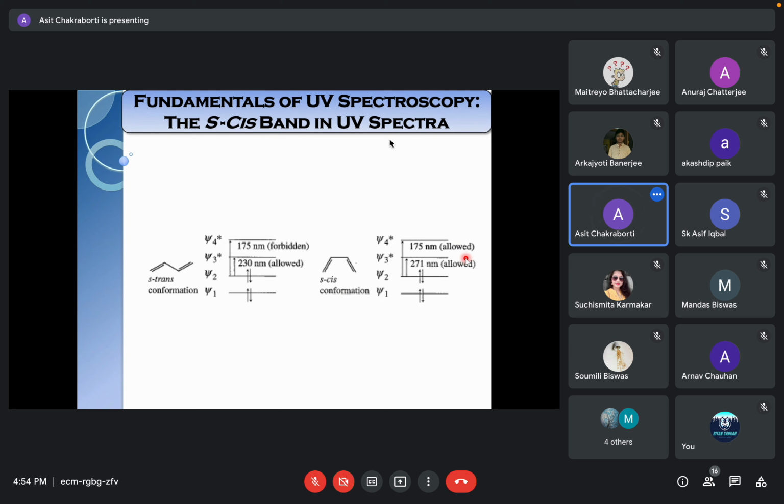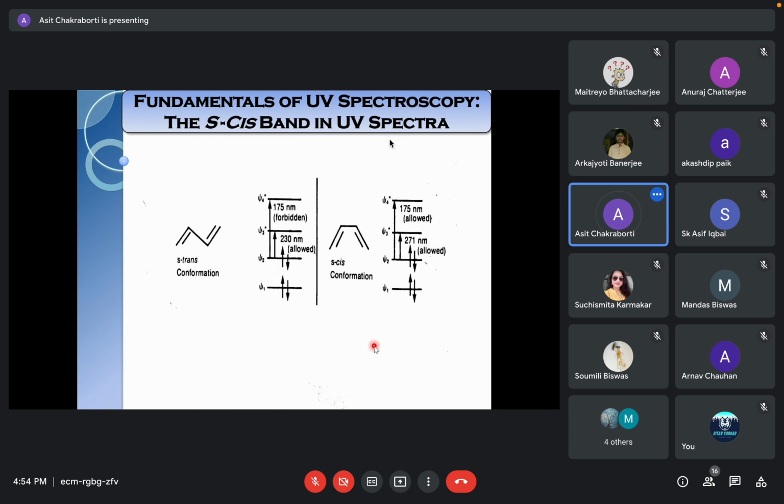So this molecule has a center of symmetry, and this molecule does not have a center of symmetry. When a molecule becomes a centrosymmetric molecule, then this transition becomes a forbidden transition. So all you have to do is check whether the molecule is centrosymmetric or not.